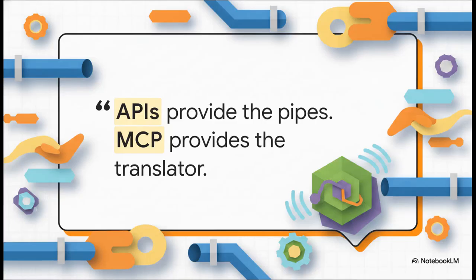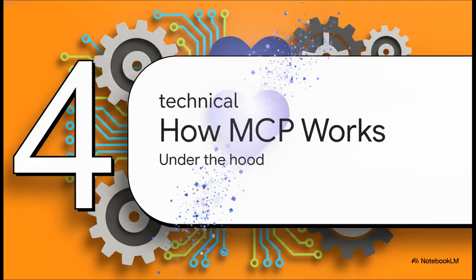I absolutely love this way of thinking about it. APIs provide the pipes, but MCP provides the translator. Your existing APIs are still doing the heavy lifting, pumping data around your organization. But MCP allows the AI to actually understand how to use those pipes intelligently without you holding its hand every single time.